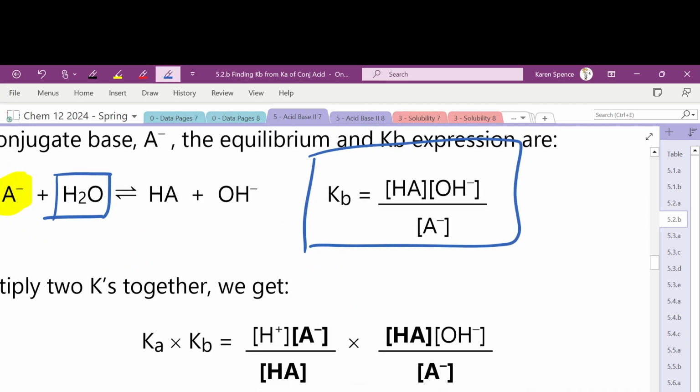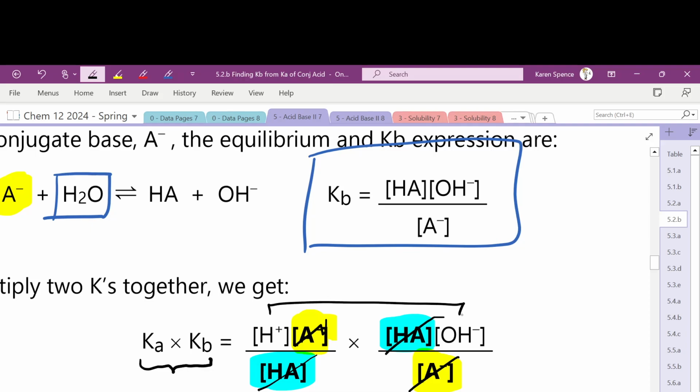Well, we have HA times A minus. And in our Kb, we have A minus on the bottom. In our Ka, we have HA on the bottom and HA on the top of the Kb. So guess what those do? They cancel out, which leaves us with Ka times Kb is equal to hydrogen times hydroxide. And what is hydrogen times hydroxide? Hydrogen times hydroxide is Kw.